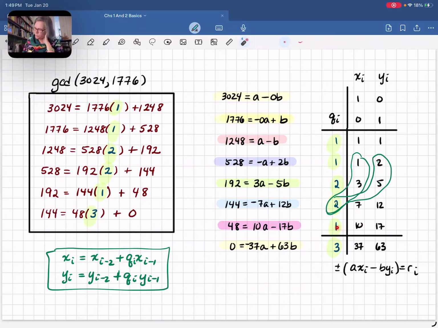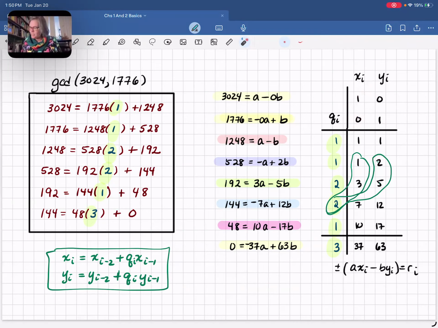Same thing for the next one. I do 1 times 7 plus 3. That gives me 10. 1 times 12 plus 5, that gives me 17. Okay? So these recursive formulas give us a blueprint for how to make a table of values. And we always start the table of values with 1, 0, 0, 1. The first line here, 1, 0, represents that A is A times 1 plus B times 0, and B is 0 times A plus 1 times B. One way I like to remember it is that this 1, 0, 0, 1 looks like the identity matrix. So that's what you always start with.